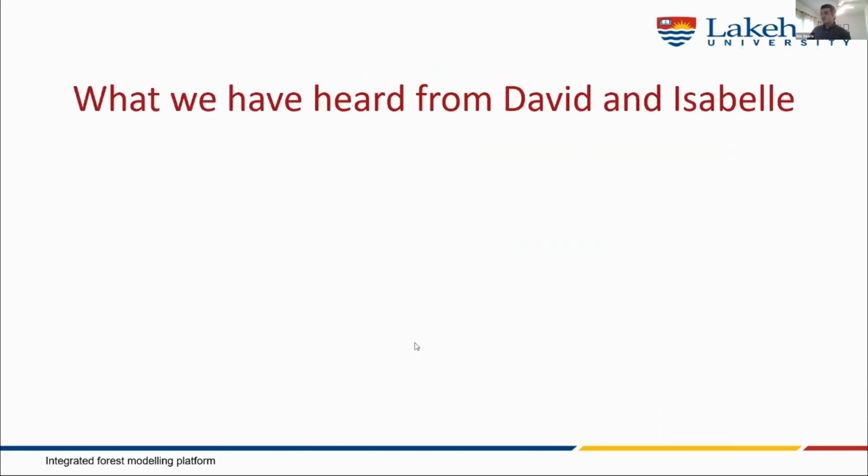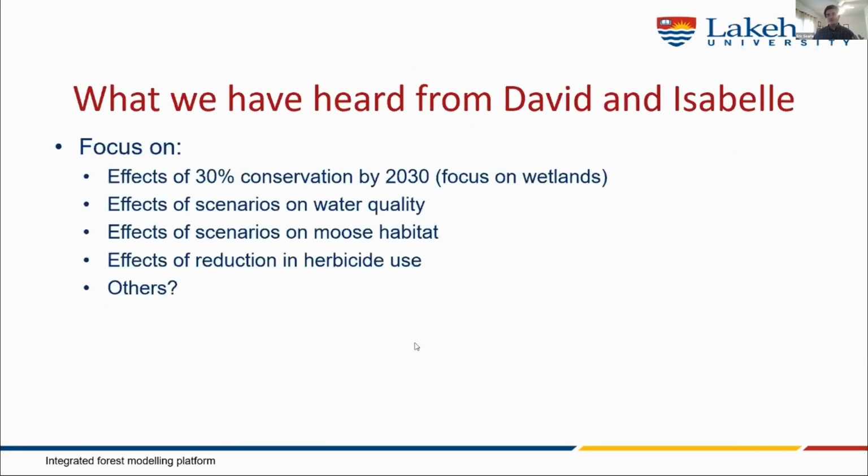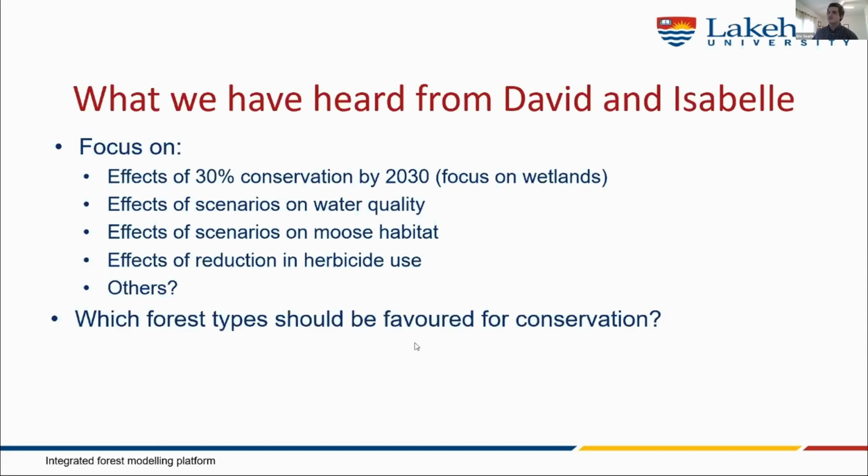I want to spend a little bit of time on what we've heard from David and Isabel so far. Focus on the effects of 30% conservation by 2030. They've asked us to focus on wetlands, getting as much of that area into that 30% target as possible. Effects of these scenarios on water quality, effects of these scenarios on moose habitat, effects of reduction in herbicide use. And again, if there are others that people would like to see, I'm happy to talk about that in question time, or get in contact with Connor.